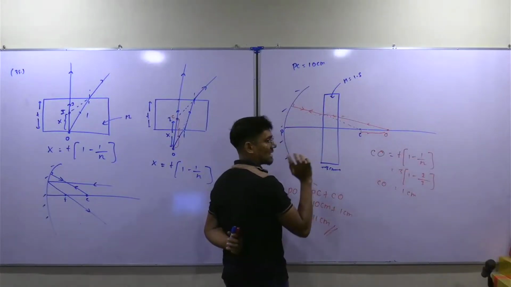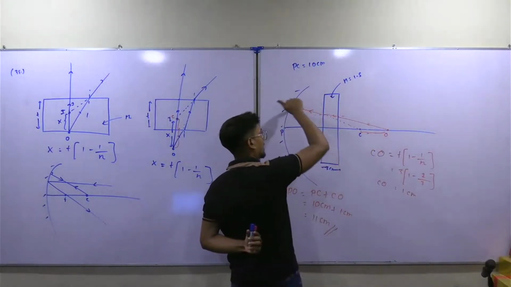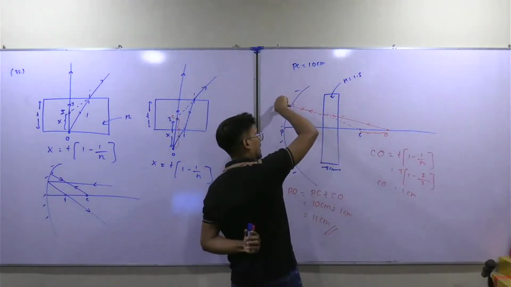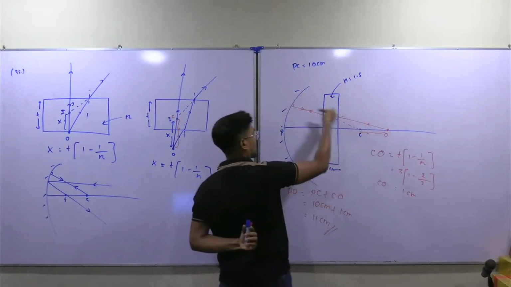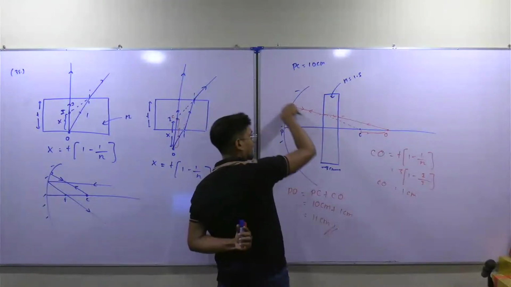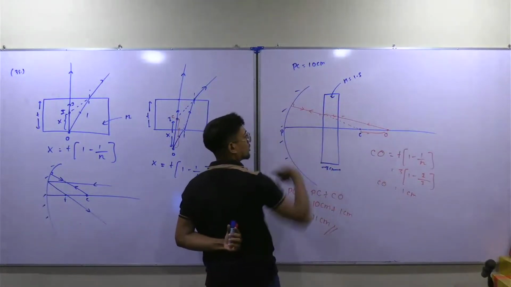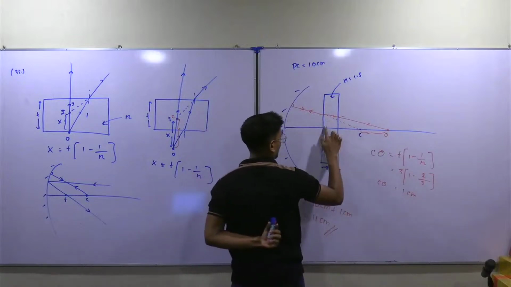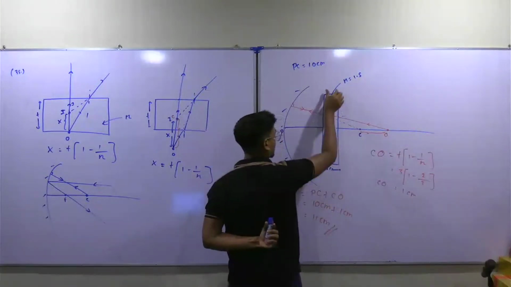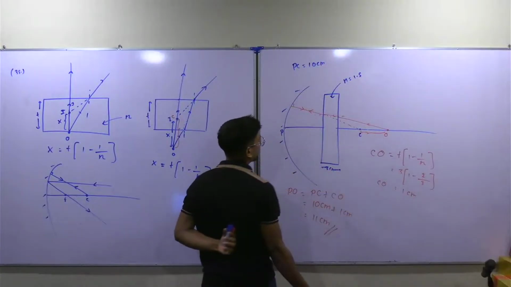For the image and the object to coincide, the light ray should travel exactly along the traveling path. The light ray should exactly retrace the same path in order to create the image on top of the object. Clear? So the refracted ray through this glass block should appear to travel from this center of curvature.